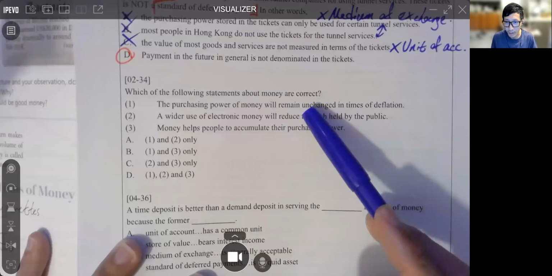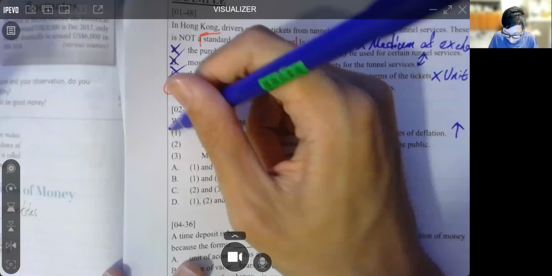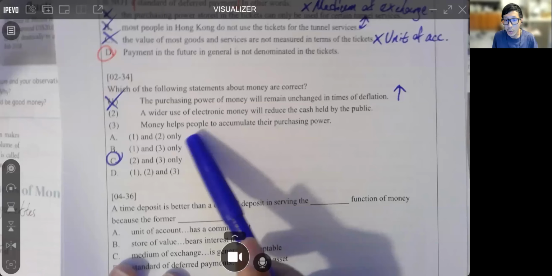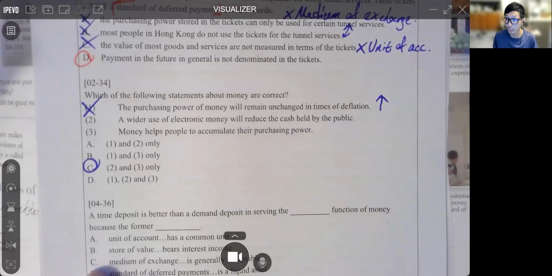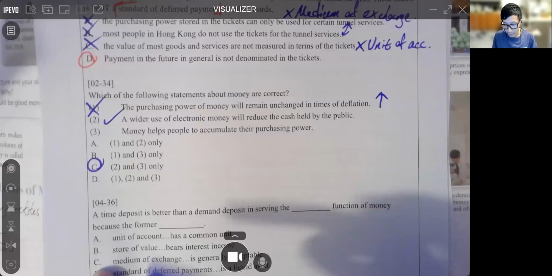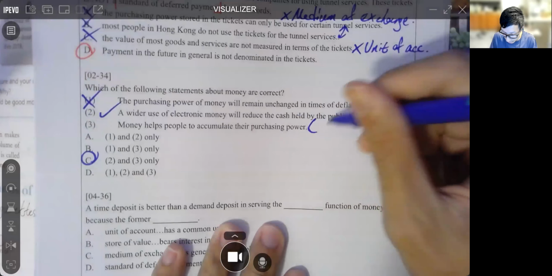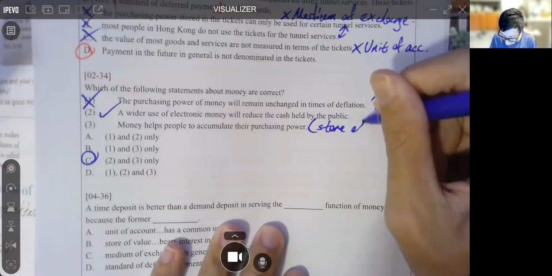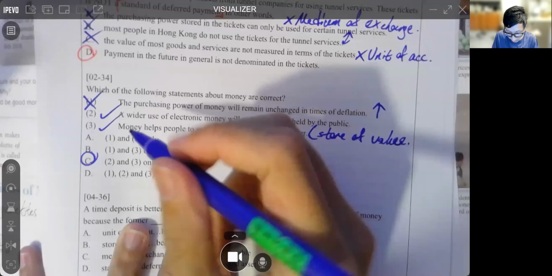Okay, purchasing power remain unchanged in terms of deflation. No, it should increase. 唔啱啊，即係二三啦，係嘛？Why the use of electronic money reduce the cash held by public? 係啊，唔使揸咁多錢啊，都靠咪得咯，係咪啊？So yes, money help people to accumulate their purchasing power. 即係咩意思啊？This is a store of value. 係咪呢個咪 store value 咯？Yes, two and three.